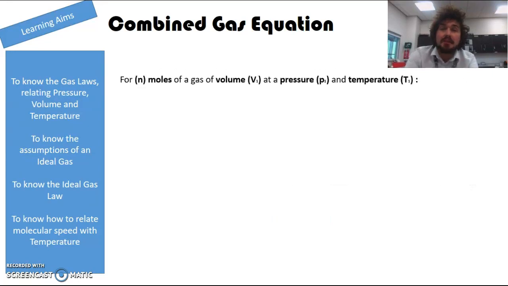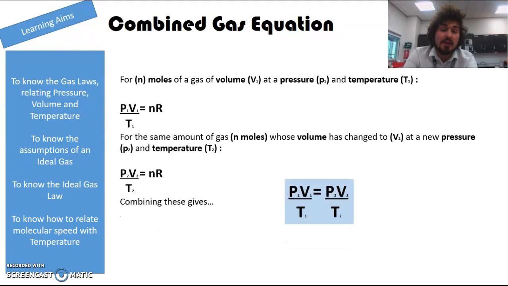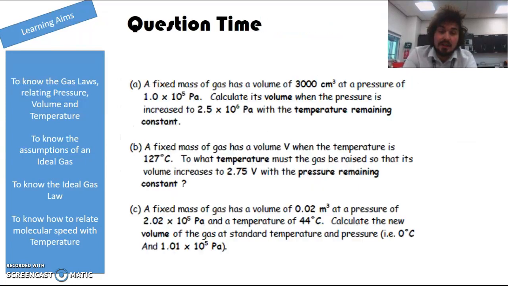Now we have the combined gas equation, which says that for n moles of gas of volume V1 at pressure P1 and temperature T1, we can say that P1 V1 over T1 equals nR. And for the same amount of gas whose volume has changed, or a new pressure or temperature, we can say that P2 V2 over T2 is still equal to nR. Right? So we can combine them and come up with that, just like we did for all the other 3 gas laws. So PV over T is a constant for a gas, and it will stay a constant as long as you don't let gas leak out of it.